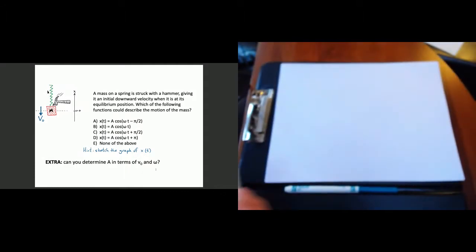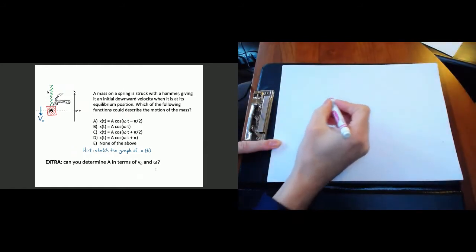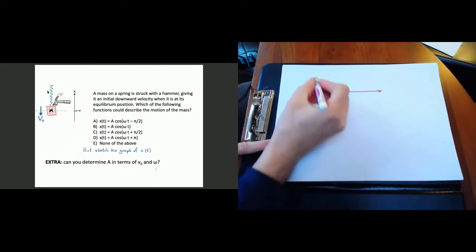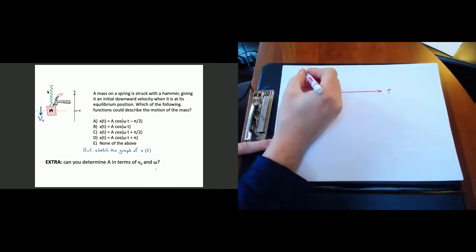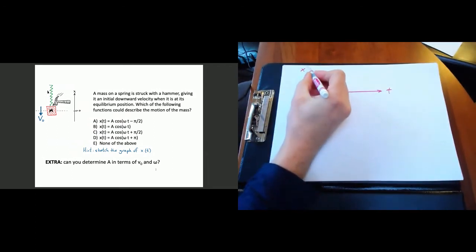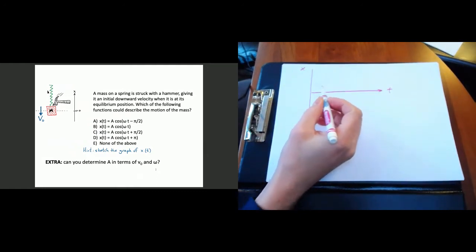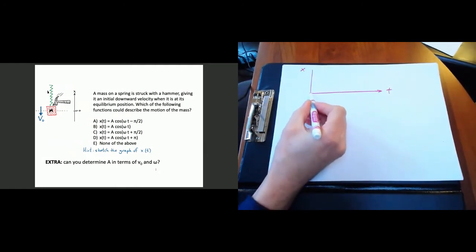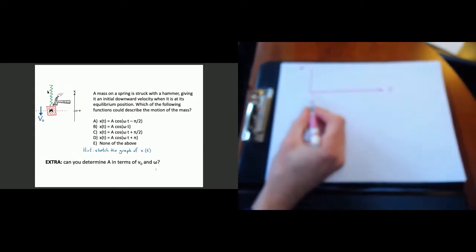Okay, so let's draw ourselves a picture here. What we want to do first is to think about, as a function of time, what this motion is going to look like. So let's consider the upward displacement x plotted as a function of time. And what we're told in the problem is that initially the system is at its equilibrium position, and then it goes downward.